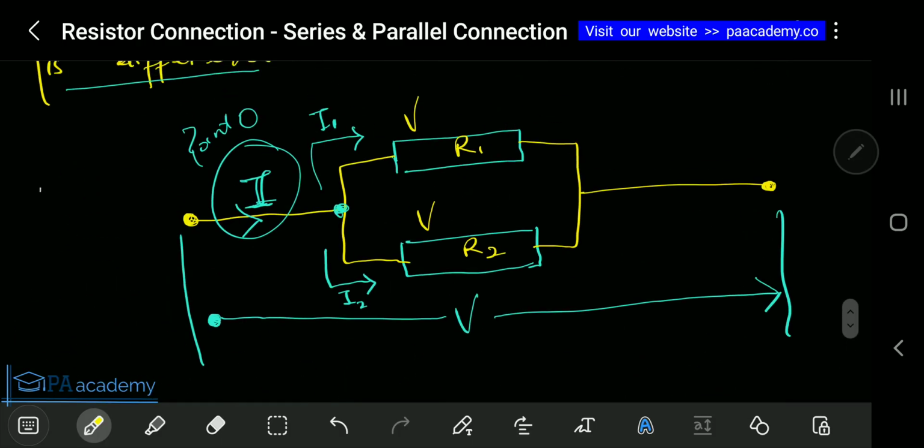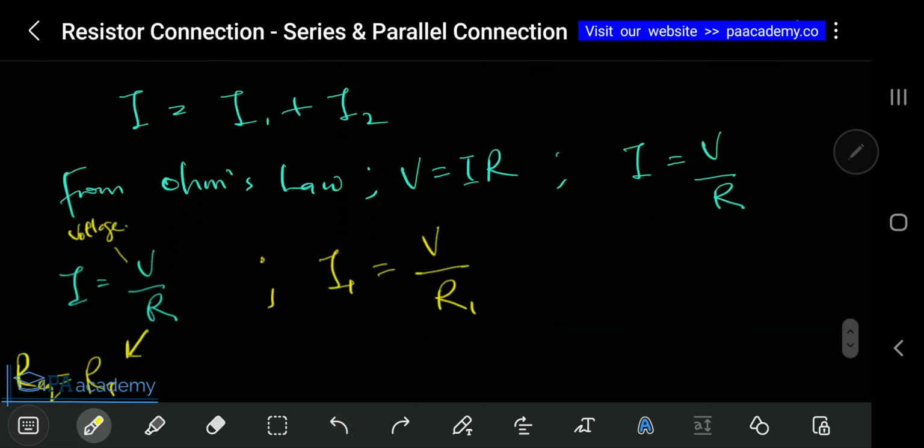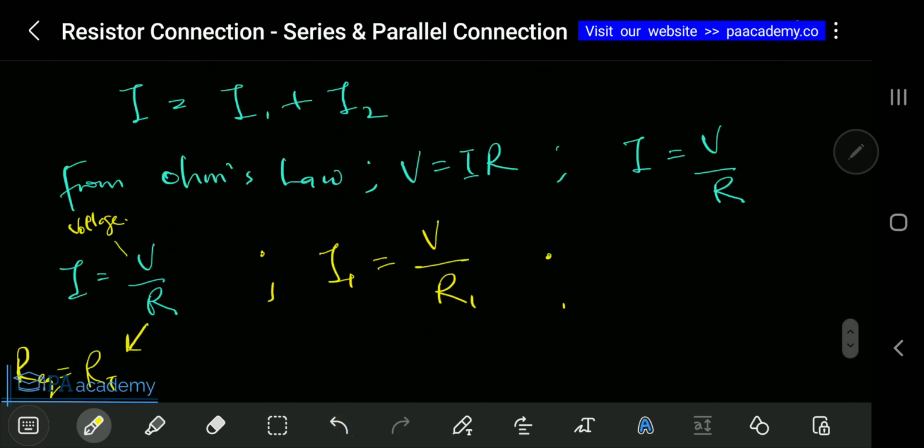Let's go back to it. You can see the current flowing through this R1 resistor is just V over R1, remember we said the value of V here is the same value at R2. That's how we got it. And for I2, it will also be V over R2. Exactly, so we have the same voltage across it. It's just that the values of the resistance are different on each resistor.